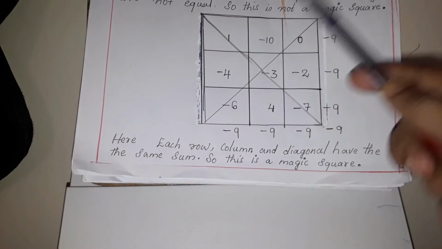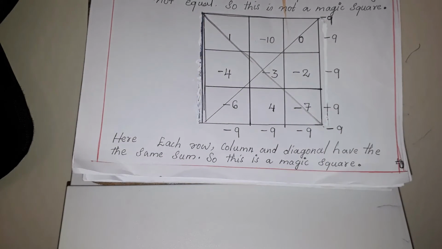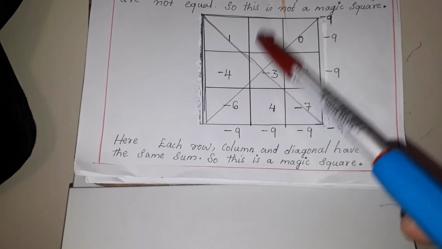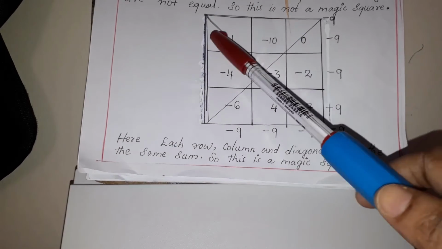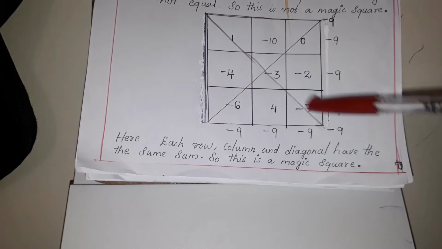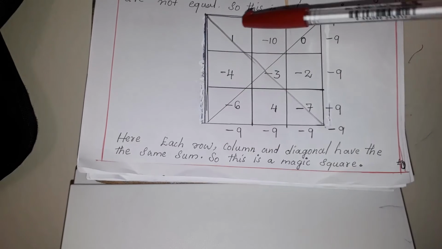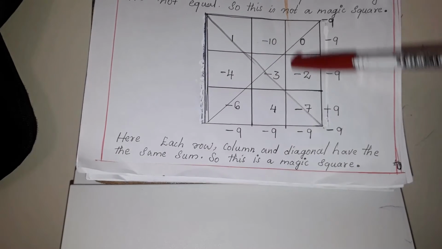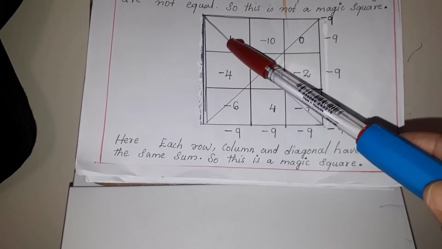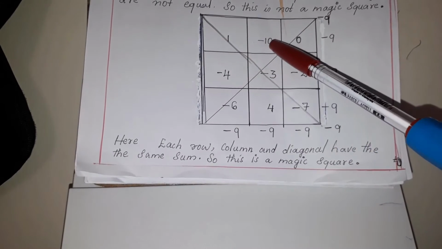Next one, look at the square here. Can you see the square here? Okay, then you have to check the first row, second row and third row. You have to check this diagonal, then first column, second column, third column. Okay, then let's check. Okay, 1 plus minus 10 plus 0.